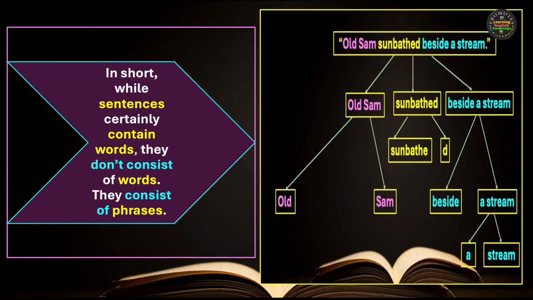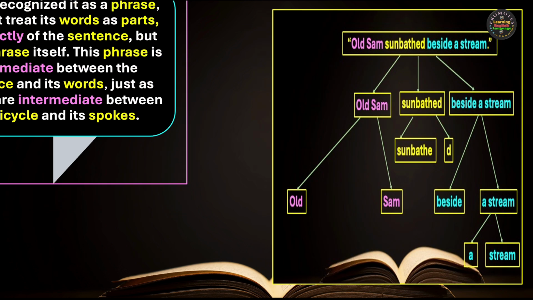In short, while sentences certainly contain words, they don't consist of words. They consist of phrases. This is very important. They consist of phrases. And phrases are further divided into words. Like we have just talked about, Old Sam sunbathed beside a stream. These are the phrases.